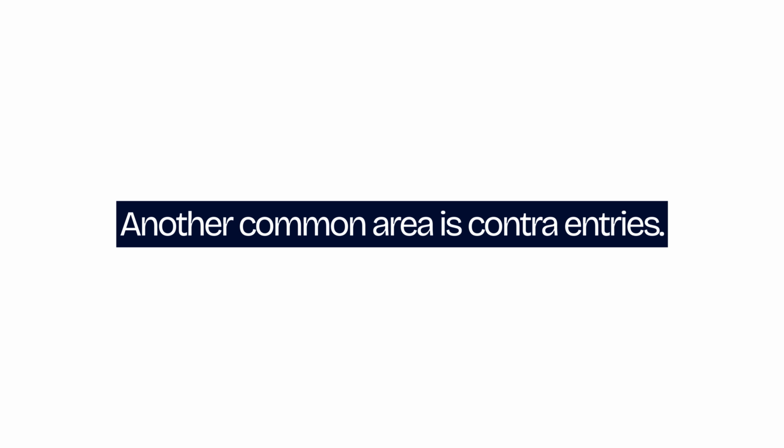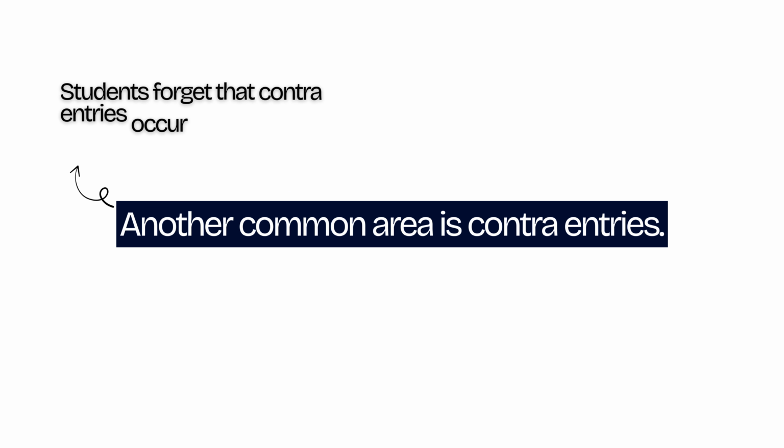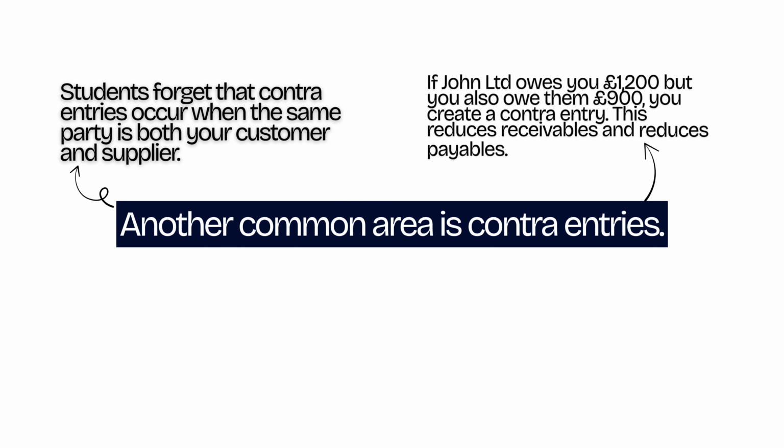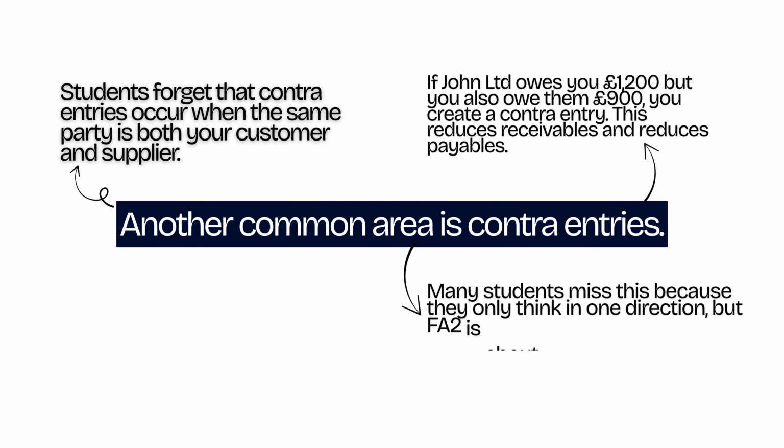Another common area is contra entries. Students forget that contra entries occur when the same party is both your customer and supplier. If John Limited owes you £1,200 but you also owe them £900, you create a contra entry. This reduces receivables and reduces payables. Many students miss this because they only think in one direction. But FA2 is about recognizing two-way relationships.